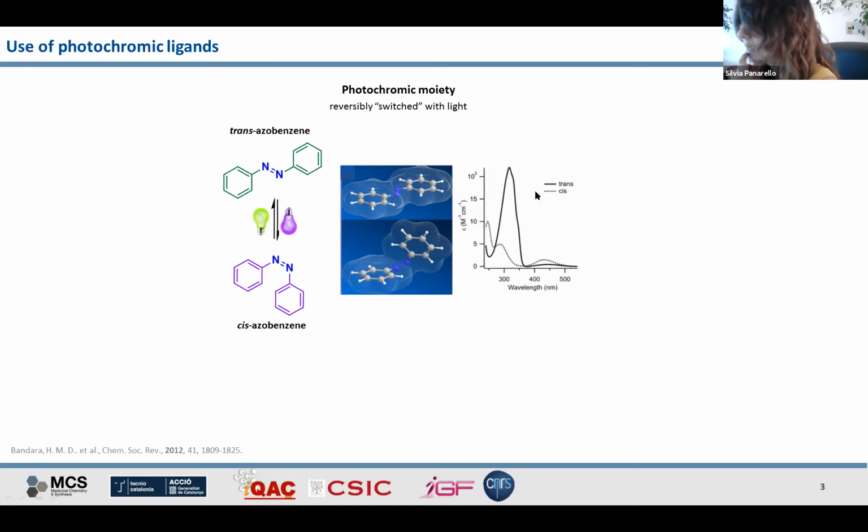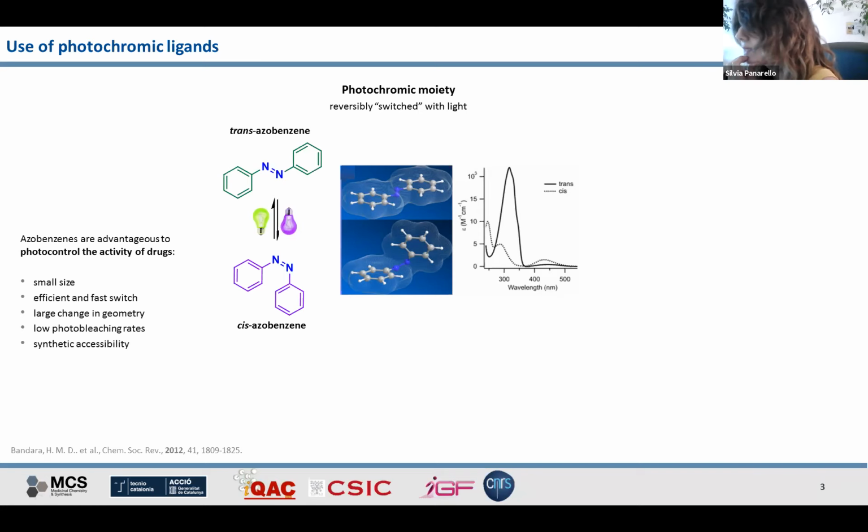And the spectra reported here are of trans and cis azobenzene, which are distinct but overlapping. So azobenzene photochromes have been used in photopharmacological projects due to their small size, efficient photoswitching, large change in geometry, and low rate of photobleaching. Last but not least, for their easy preparation.